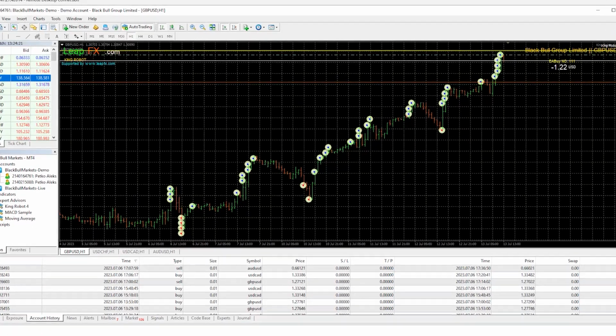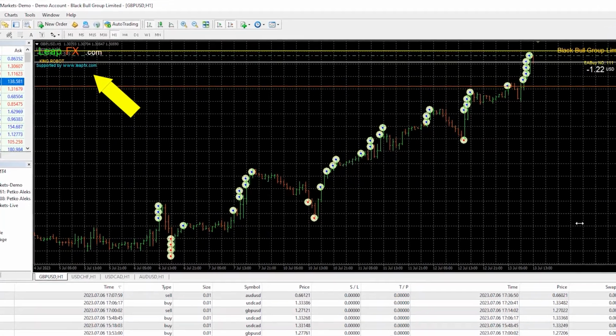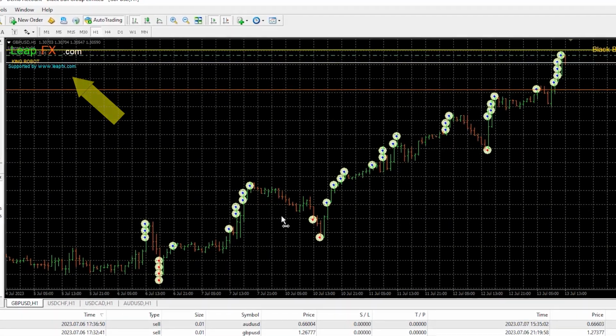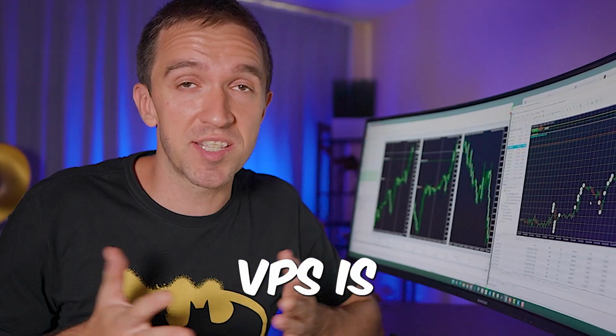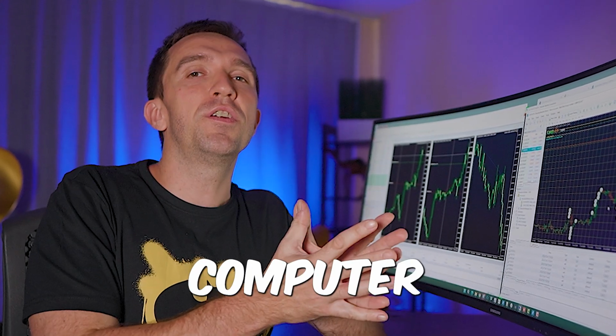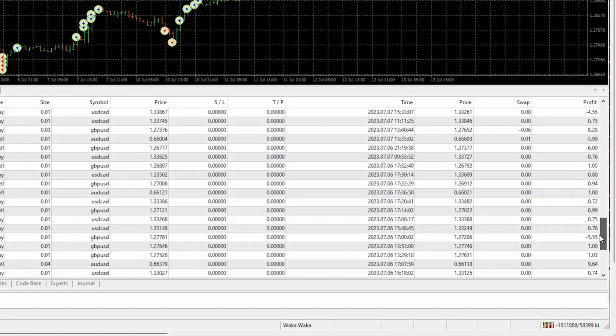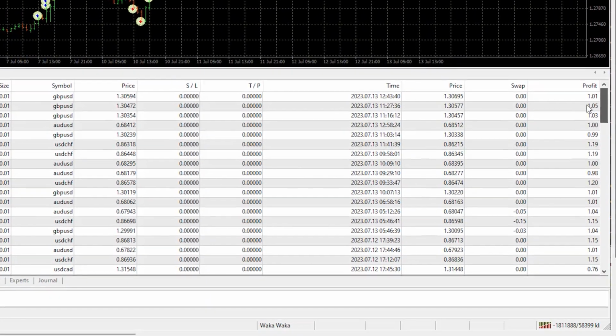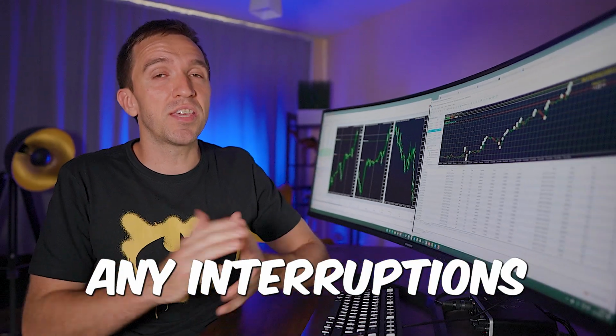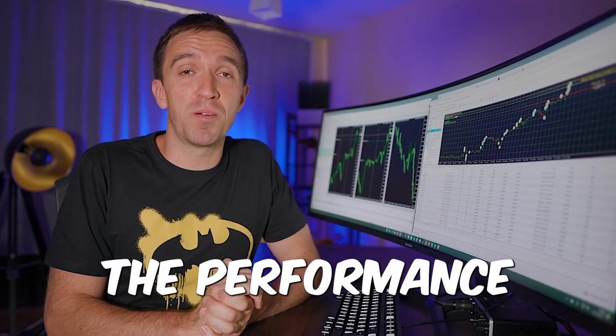So I will keep testing the King robot on my Black Bull Markets account on a VPS, and for the beginners, VPS is a virtual computer that never gets disconnected from the internet and we can trade with robots continuously. And this way I make sure that I don't miss any trades from the robots I'm using because of internet issues, or if I have to shut down or restart my computer, any interruptions will reflect on the performance of the robot.